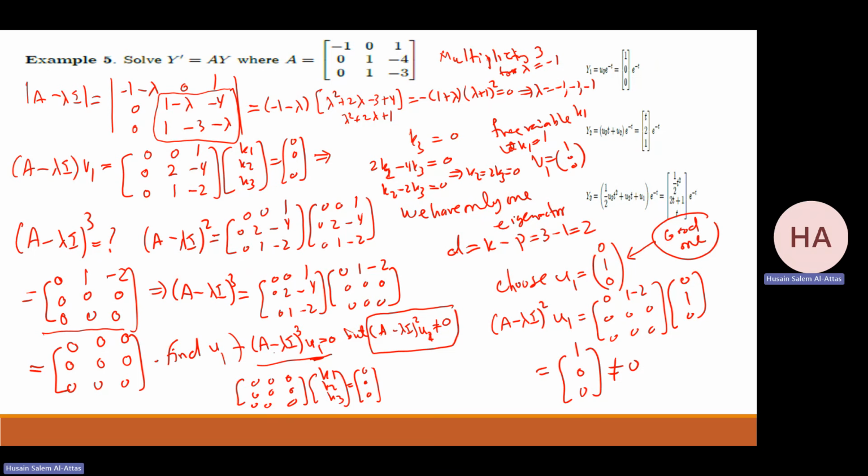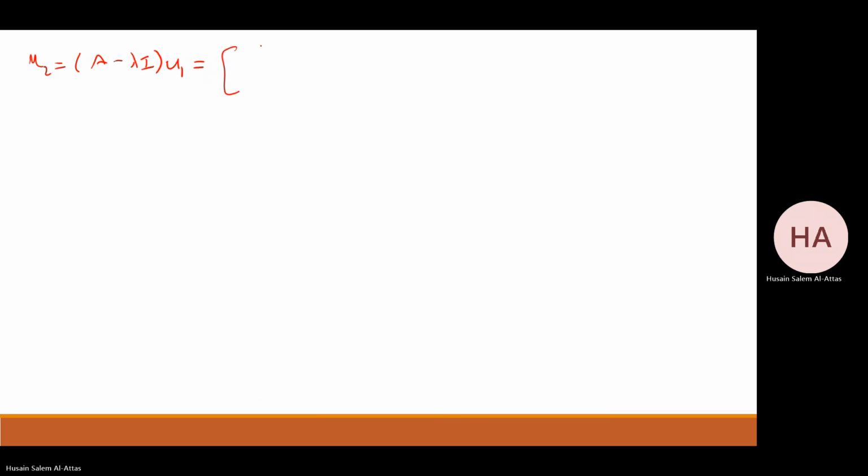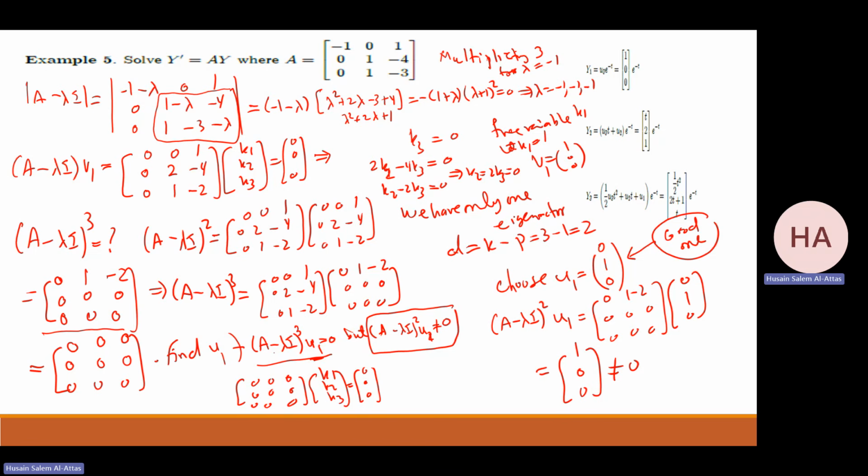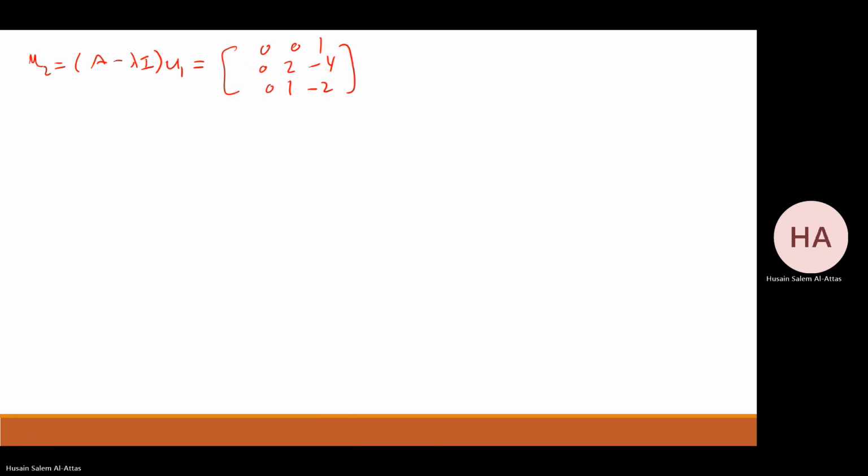A minus lambda I, where is it? It is 0, 0, 1, 0, 2, minus 4, 0, 1, minus 2. Am I right? Yes. Multiplied by U1, which is 0, 1, 0. That gives me what? This times this, 0. This times this, 2. The third row with the column, it will be 1. That will be U2.